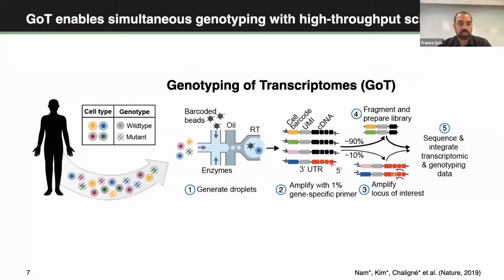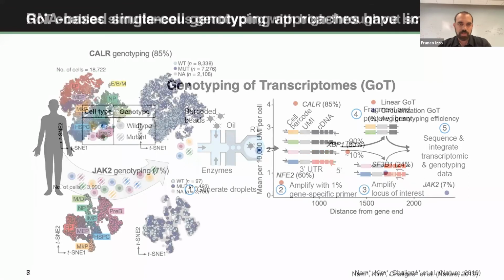So one of such methods is genotyping of transcriptomes, or GOT, which enables simultaneous genotyping with high-throughput single-cell RNA-seq. This was published by our group in 2019, and we think it is a very useful method for genotyping, which, however, we recognize has some limitations.